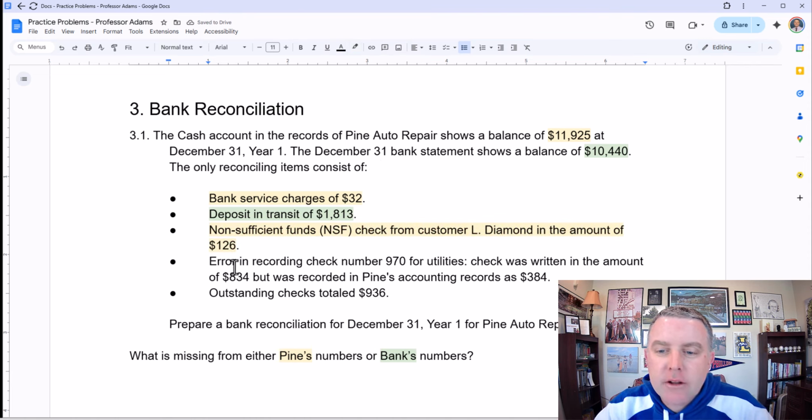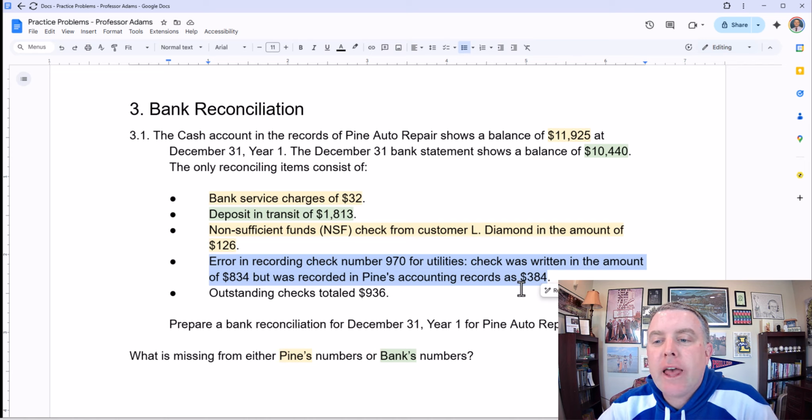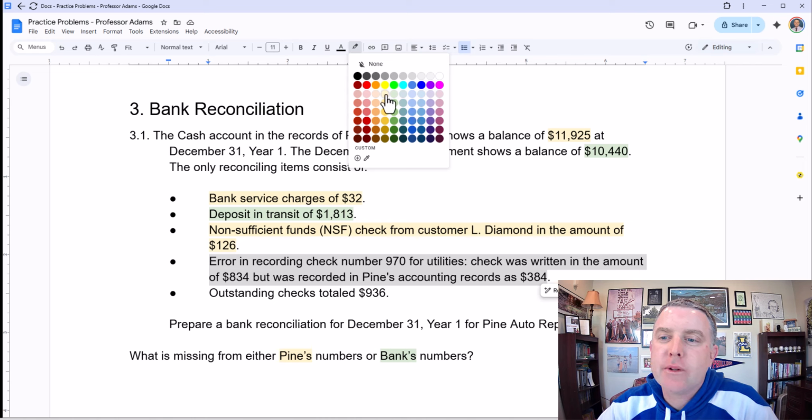There was an error in the recording of check number 970 for utilities. We wrote a check for $834, but we recorded it in our spreadsheet for $384. That's what you get when you have a Villanova accounting graduate recording these things in your spreadsheet. They screw it up. Okay, so we do not know about this one, right? Our records have a mistake in it, and we don't know about the mistake, and we won't know about the mistake until the check is cashed.